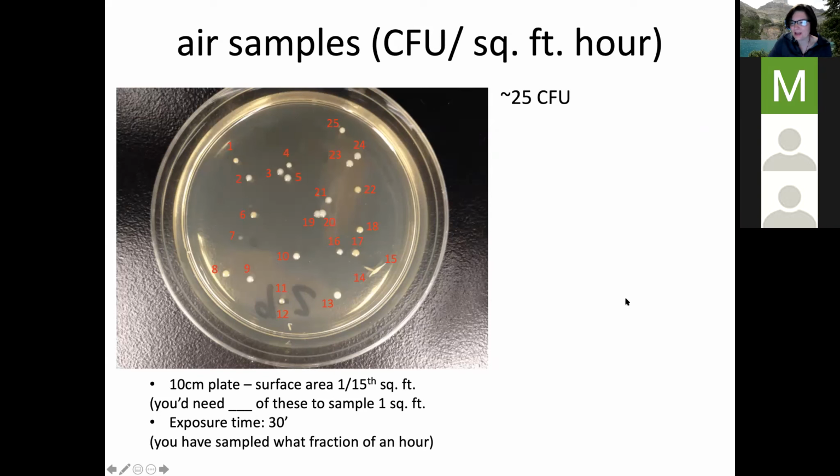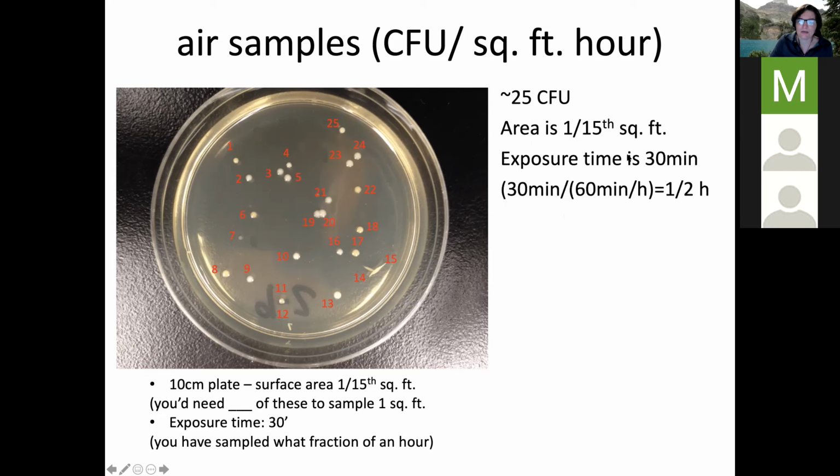Yep. Okay. So let me just walk you through the math in this slide. You're going to have these slides, you can refer back to them. So we have our CFUs, right? And this was achieved by exposing a 15th of a square foot. So we know we have to multiply by 15 because we only took a fraction of a square foot. It would take 15 of these plates to get the right number. And the exposure time was 30 minutes, which is half an hour. And so we know we have to multiply our number by 2 as well, because it would take double the exposure time to get to a full hour.